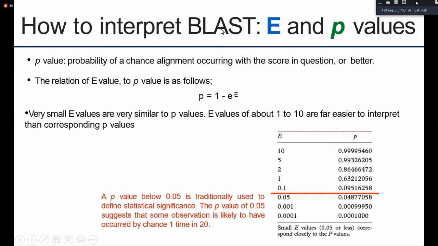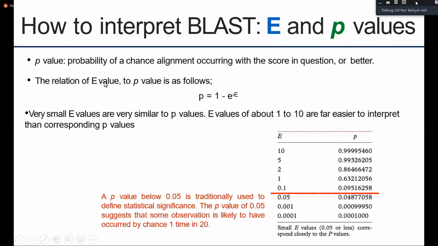How do we interpret the BLAST results of E value and P value? Why, in the previous statement, it is said that E value correlates with the P value. A P value is the probability of a chance alignment occurring with the score in question or better. Okay, this is another operational definition.